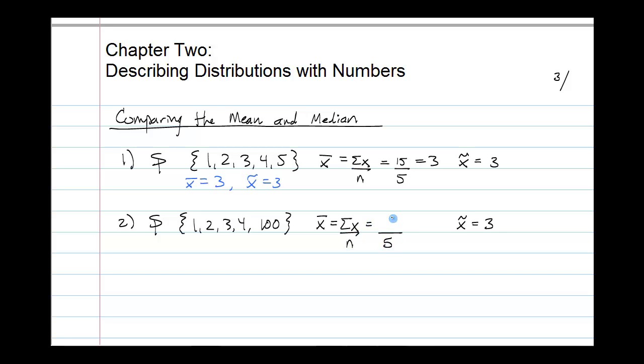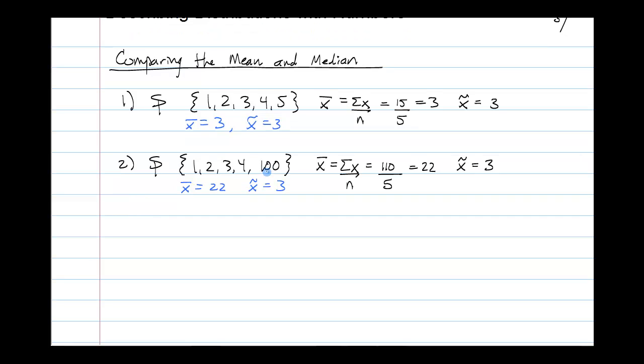Now x bar, I would add up my values and then divide by my total number of values. I still have 5 values, but when I add these up now, I get 110 over 5. Now when you figure out what 110 over 5 is, we'll see that, you know what, this doesn't really seem to represent the data. You'll get 22 here. So now my summary values are x bar equal 22 and x tilde, the median, equals 3. So what ended up happening here is this outlier severely influenced the sample mean, but it didn't affect the median at all. So that's kind of our takeaway point here.